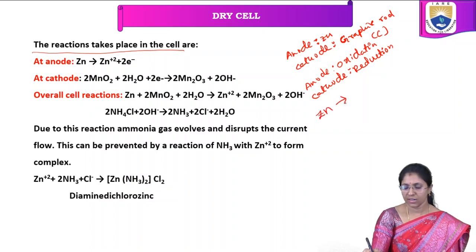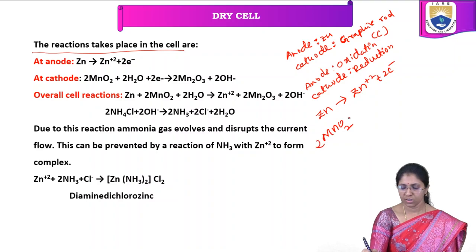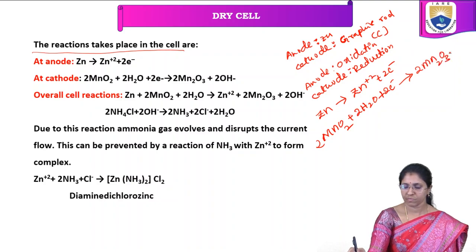The anode is zinc. Zinc is an anode, so it undergoes oxidation and forms Zn2+ and 2 electrons. The cathode is carbon, which does not undergo any reaction, but this graphite rod is surrounded by powdered MnO2 and carbon. That MnO2 reacts at the cathode. It reacts with water, since we are using a moist paste, and forms Mn2O3 and 2 OH minus.